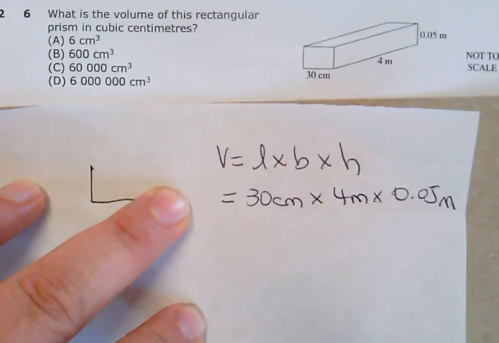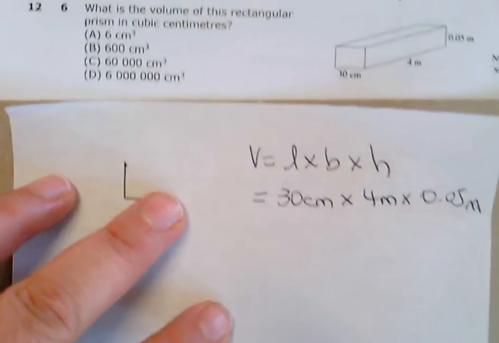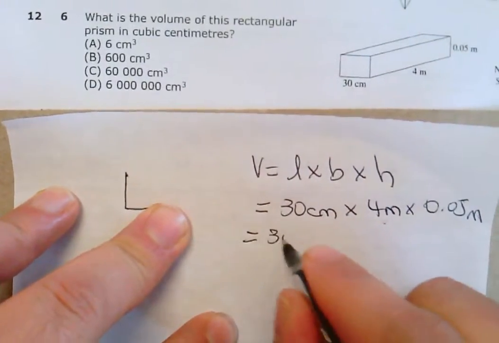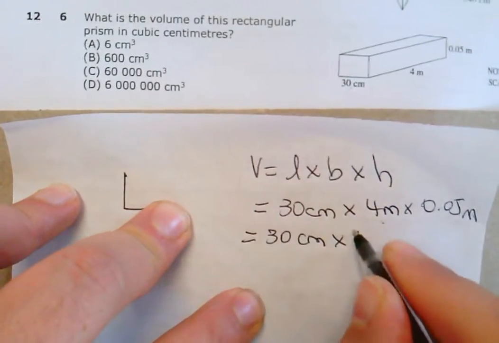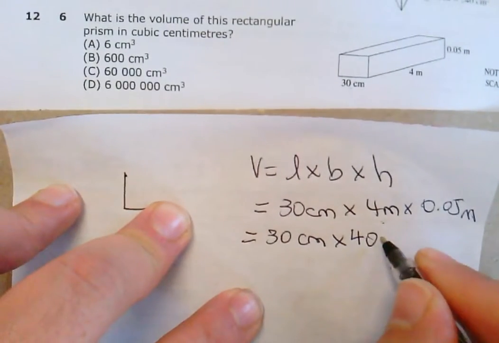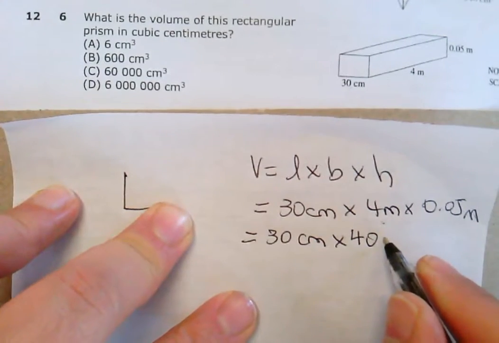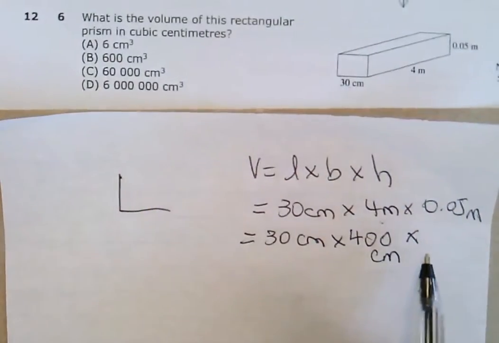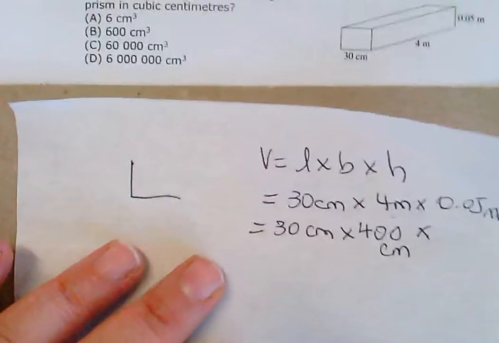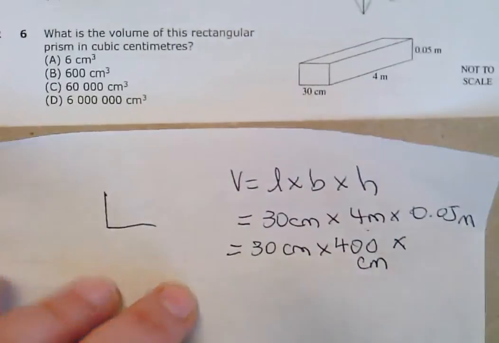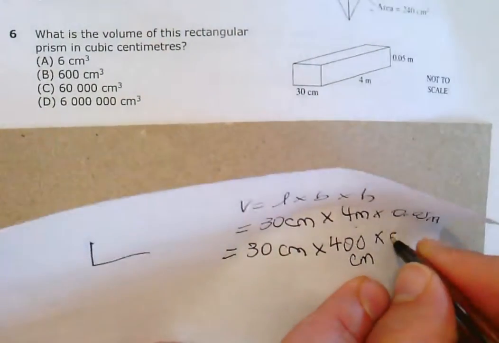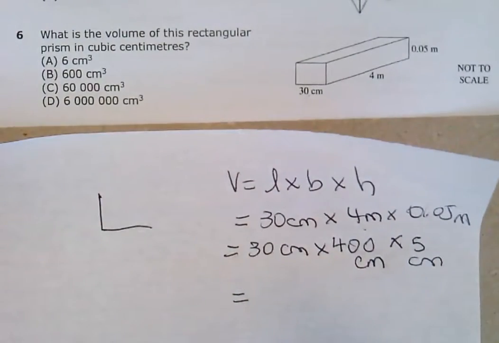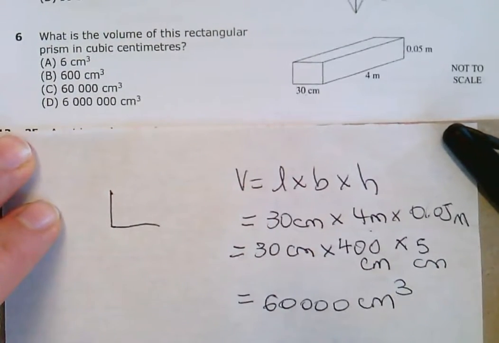You know I'm not allowed to go multiplying those numbers. What do I need to do with 2 of those? Convert them into centimetres. So we got 30 centimetres times, what's 4 metres? How many centimetres? Cents means 100. 400 centimetres times 0.05 metres is how many? 5 centimetres. Because you're timesing it by 100 times 5 centimetres. Okay? You can work that out. The answer to that one is 60,000 centimetres cubed.